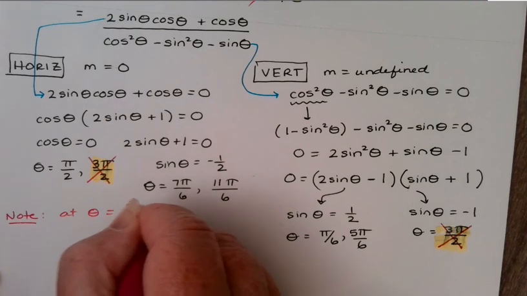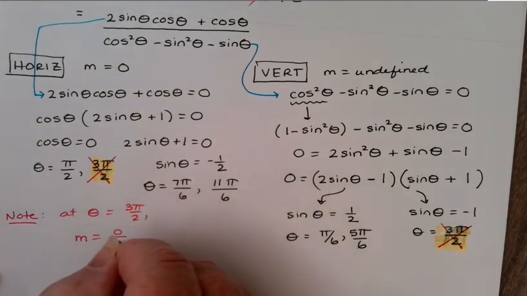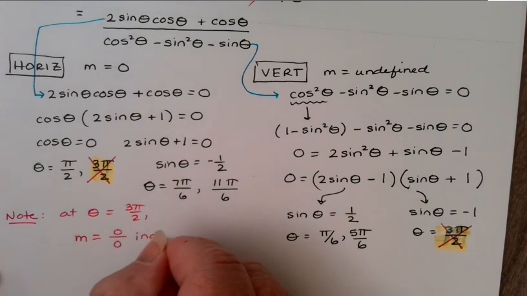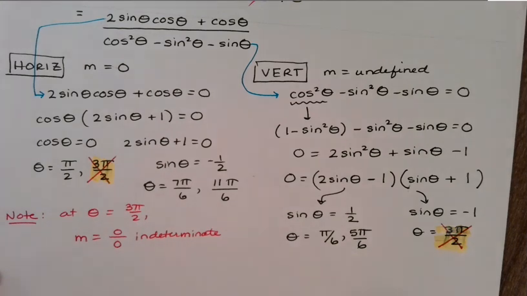At theta equal 3 pi over 2, the slope turns out to be 0 over 0. It's an indeterminate form. What I'll do is use the graph to help me see what's happening there. But I think what we're going to discover is we don't have either a horizontal or a vertical tangent line at that point. But we'll look at the graph to see it. All right, so let's give this a shot.